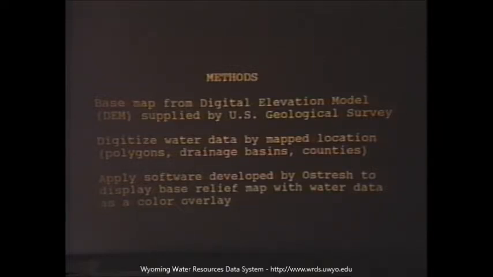Polygons is maybe a too technical word here, but if, for example, we wanted to include water drainage basin boundaries, then we had to get those boundaries into the computer in some fashion or other, and that process is called digitizing. So suffice it to say that there was a significant amount of digitizing that went on in the creation of this atlas.